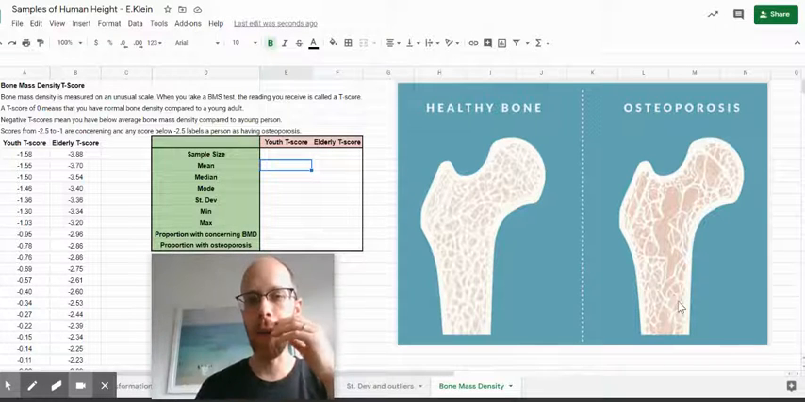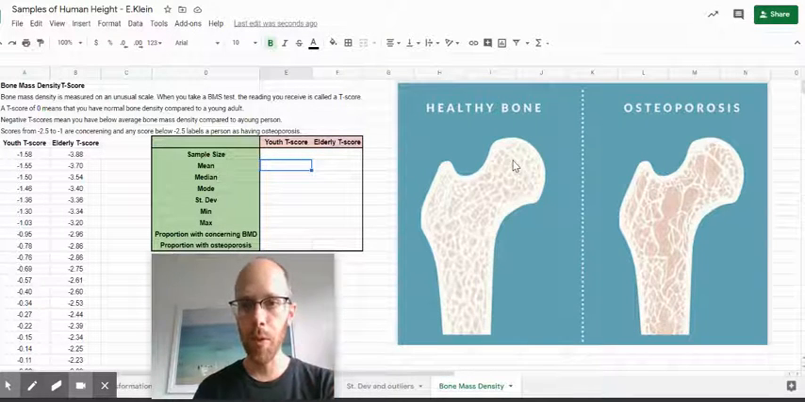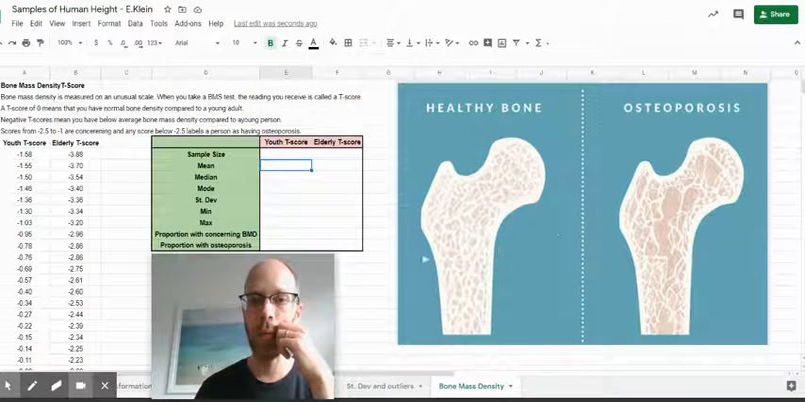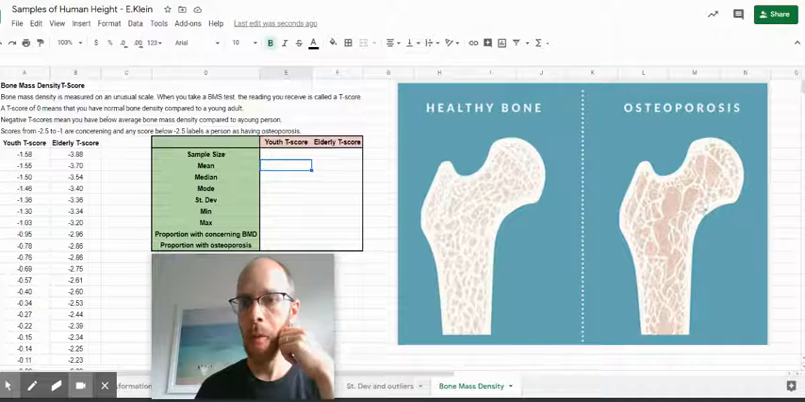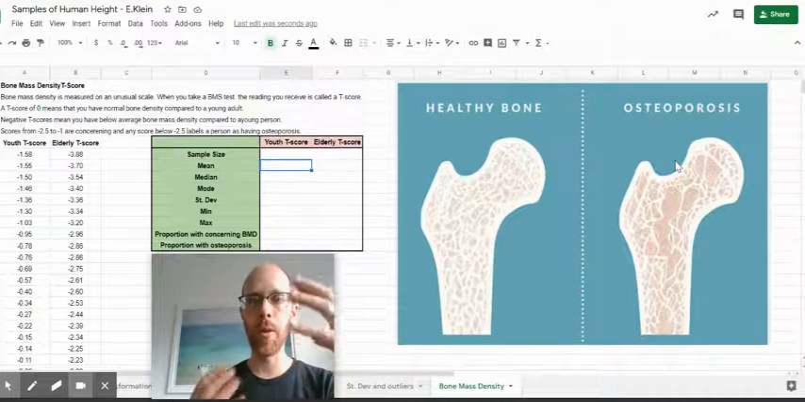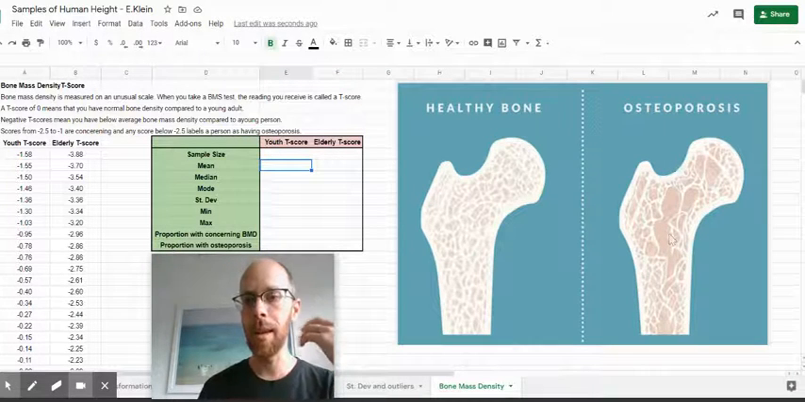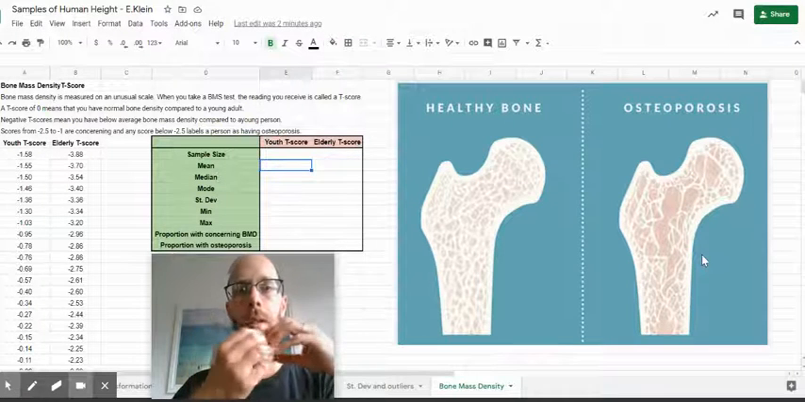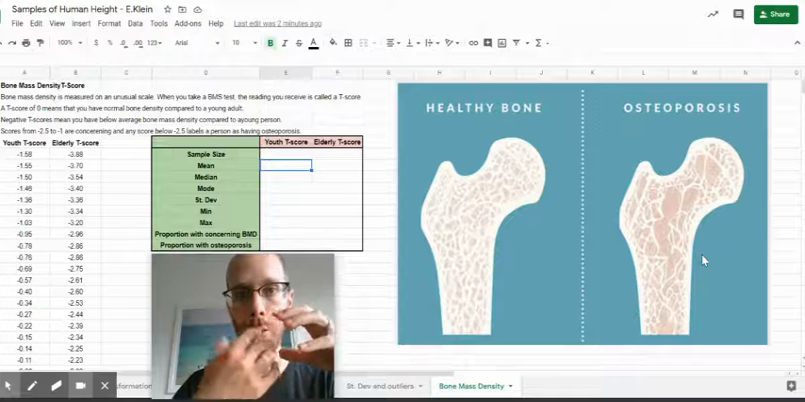Well, here's what was going on. My grandfather was an older man, and as you age, you lose bone density. So you can see here, this is what a healthy bone looks like. Whereas someone who has osteoporosis, which means low bone density, you can see that there's not as much substance there, and that makes them susceptible to fracture or to breakage.